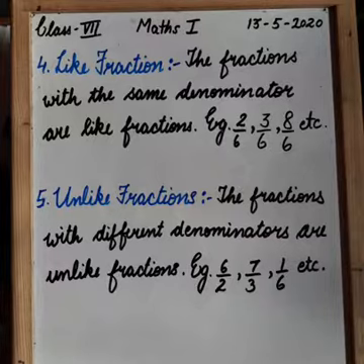Unlike fractions. The fractions with different denominators are unlike fractions. We can take the example 6 upon 2, 7 upon 3, 4 by 6, etc. Because here the denominator is different for all the fractions.